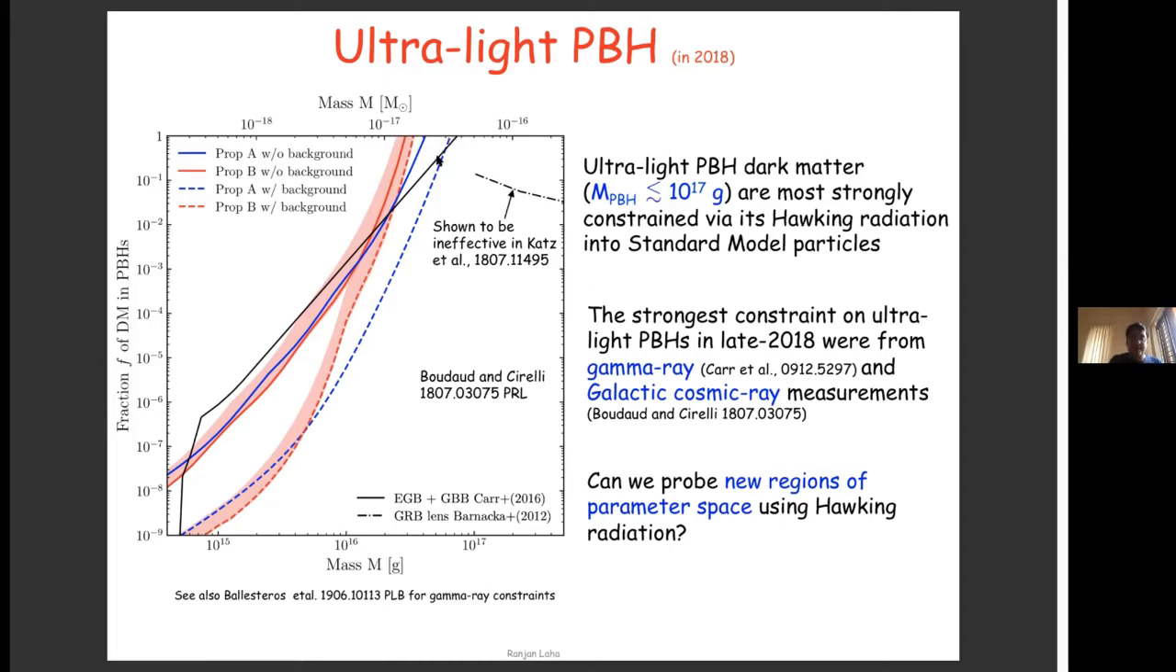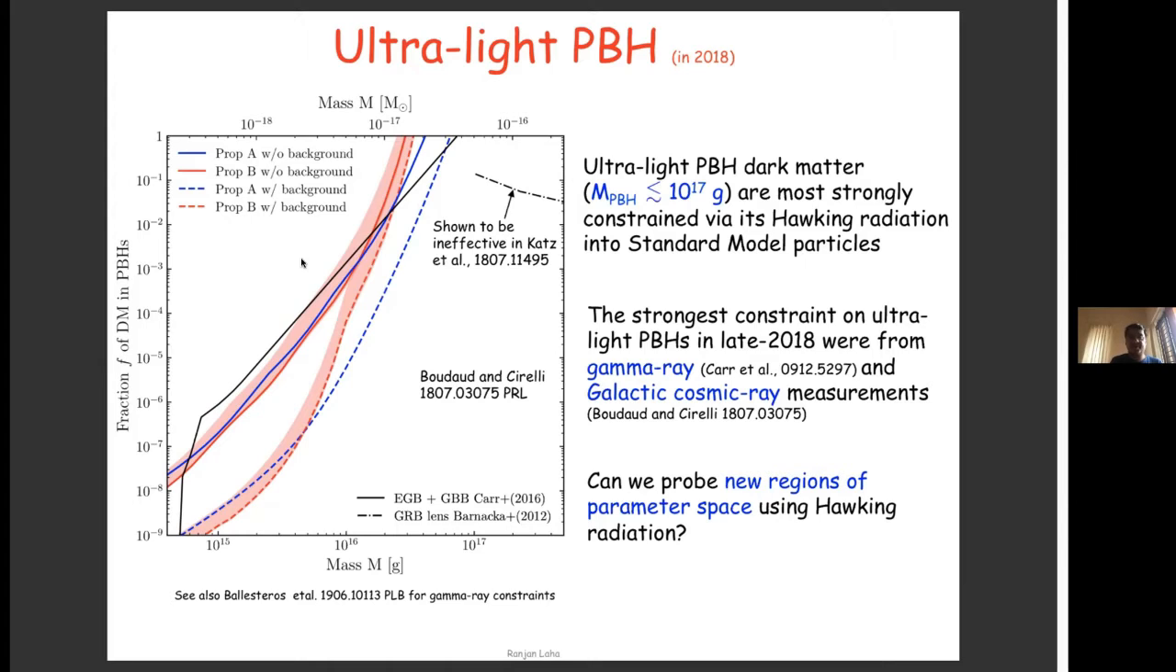So this black line that you see is a result from Carr et al., which showed that if primordial black holes exist and they emit photons, then a density above this line is ruled out from the measurement of the extragalactic background and the gamma ray galactic background. All right. It was also shown in this paper by Boudaud and Cirelli that if primordial black holes exist in this mass range, they will also produce e+ e-, and then they can be constrained by the measurement of e+ e- by Voyager.